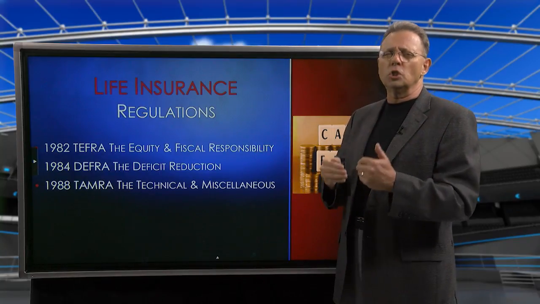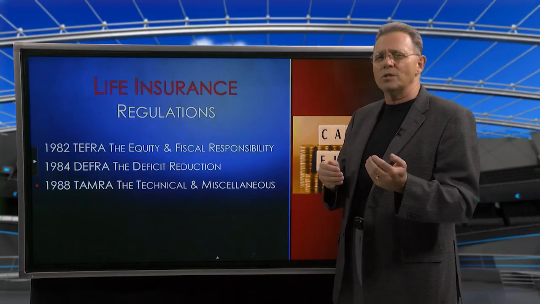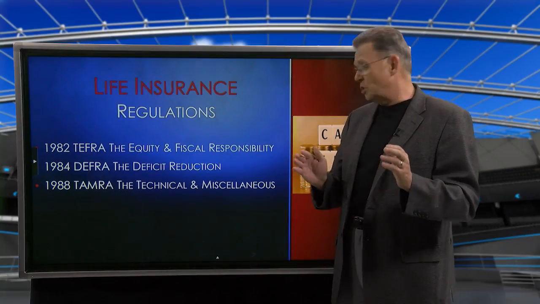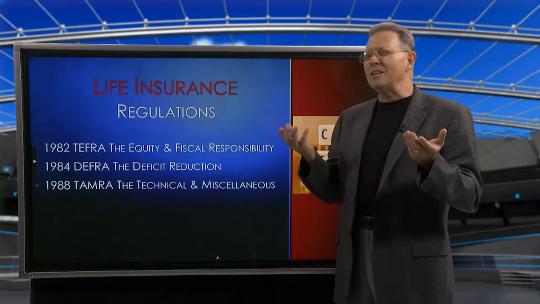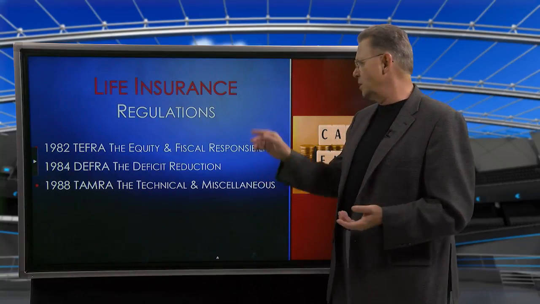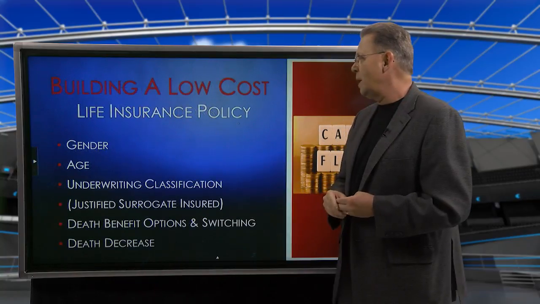You could probably go as soon as 4 or 5 years. Anything earlier is probably buying too much death benefit. But those are the 3 basic regulations that give us our guardrails so that we can understand what we can do and what we can't.